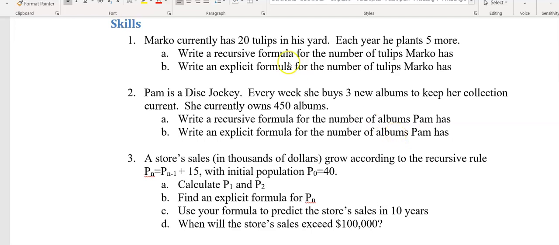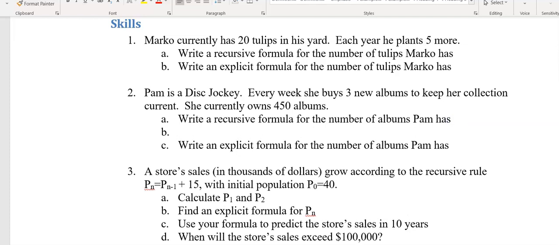So we'll look at number 2 here. Pam is a disc jockey. Every week she buys 3 new albums to keep her collection current. She currently owns 450 albums. We want to write a recursive formula for the number of albums Pam has, and then we'll write an explicit formula for the number of albums Pam has.